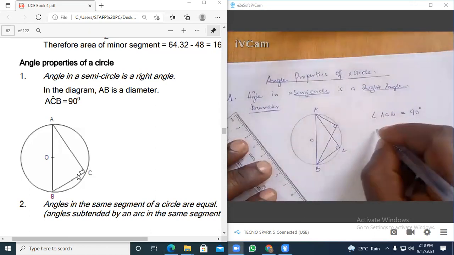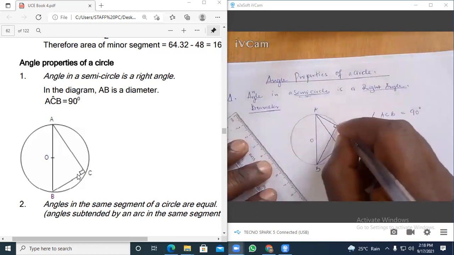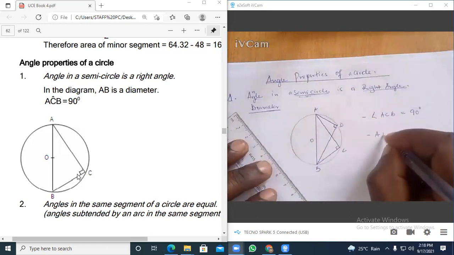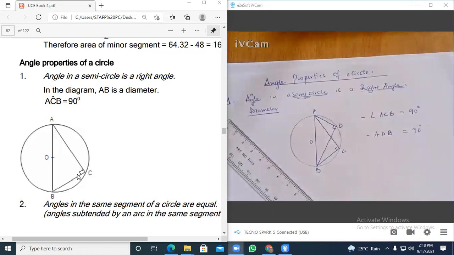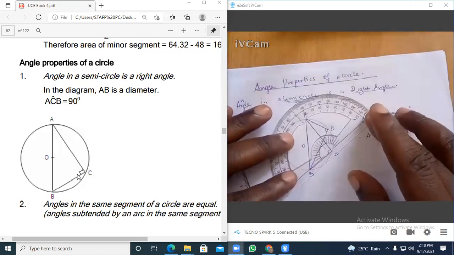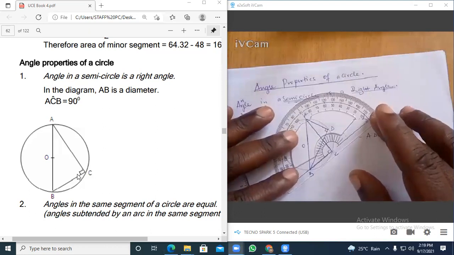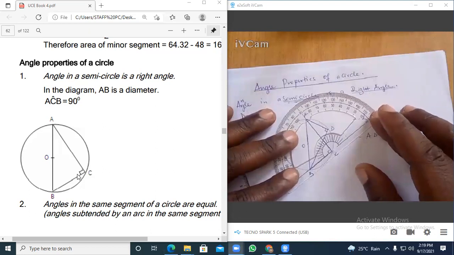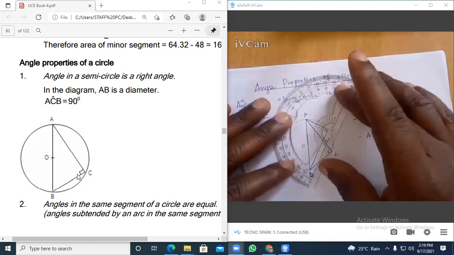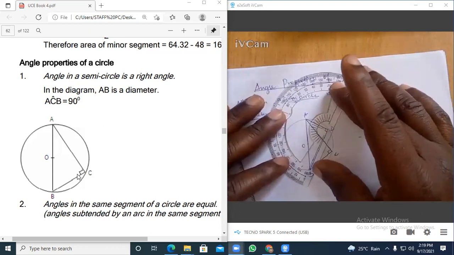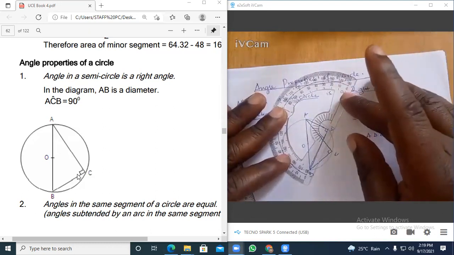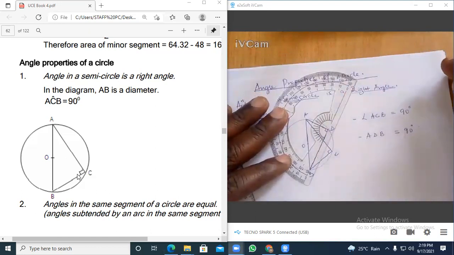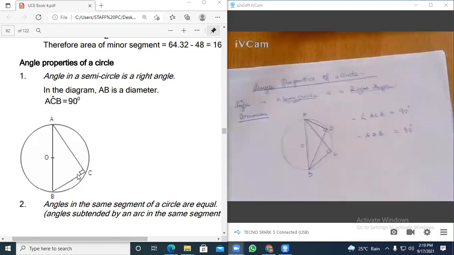Also, we call this one D. Angle ADB is also 90 degrees. I feel like getting a protractor and measuring this. Let's see. Are you seeing that? It's 90 what? 90 degrees. Even here. Even this one is 90 degrees. So the angle inside here will be 90 degrees.